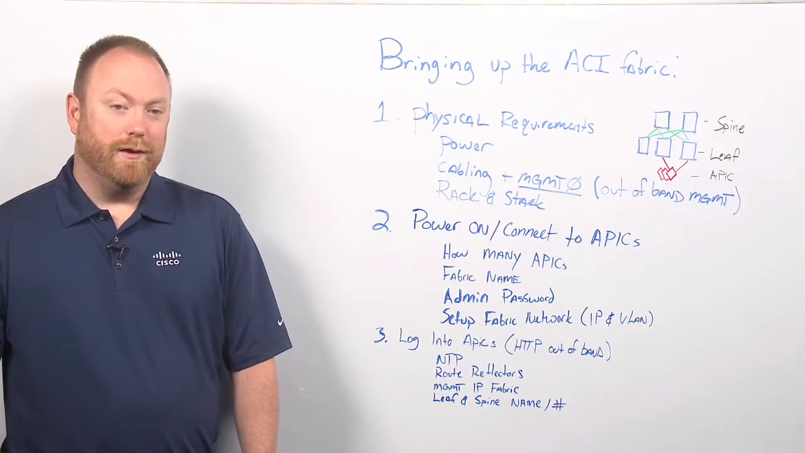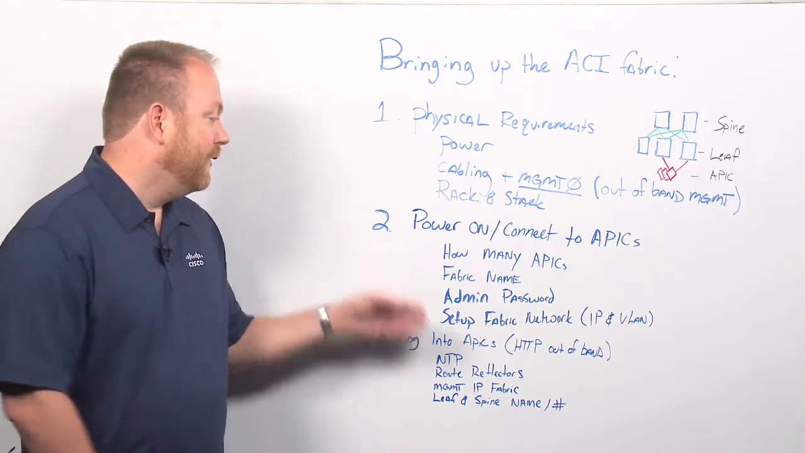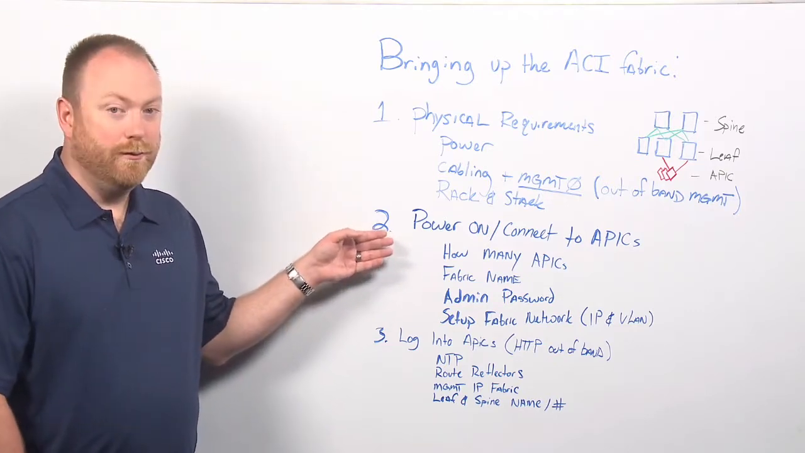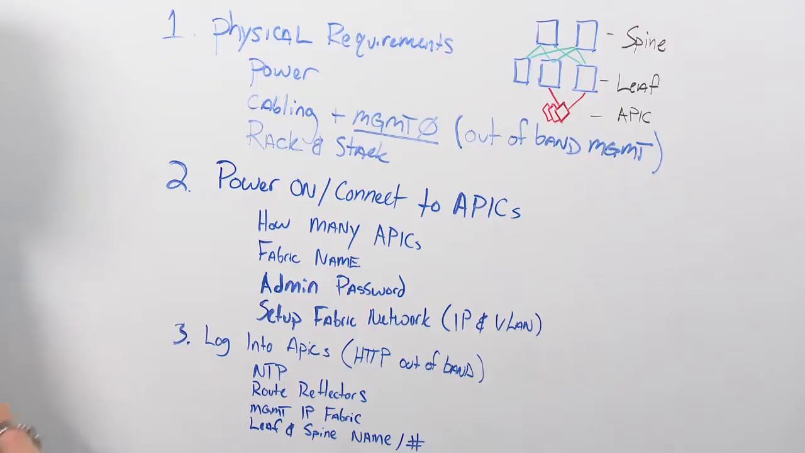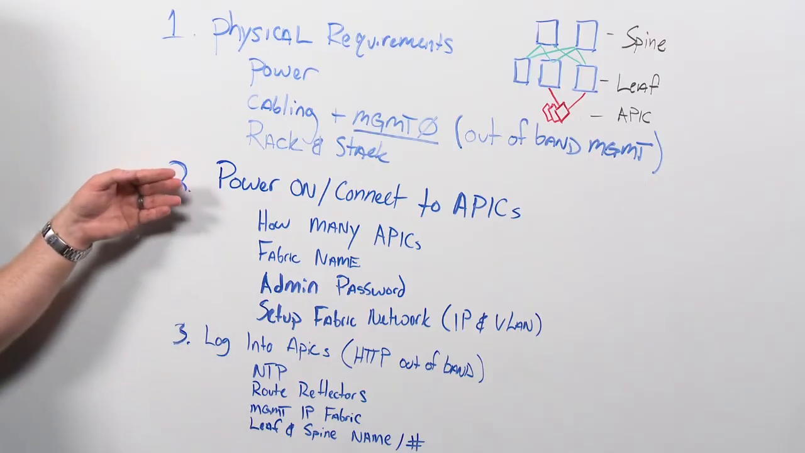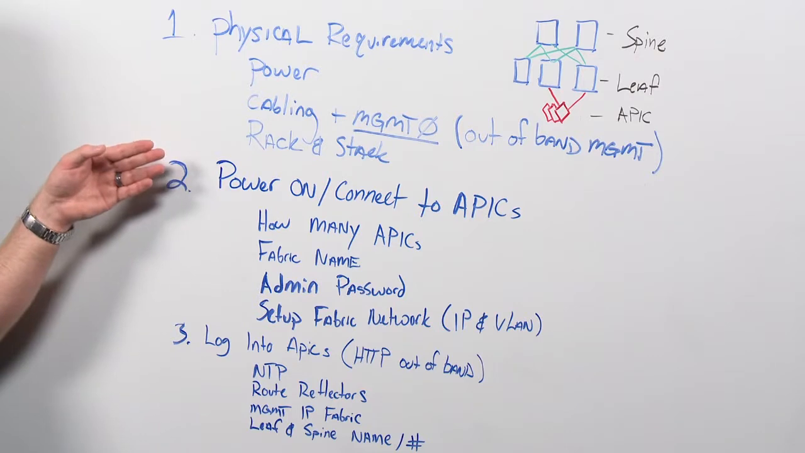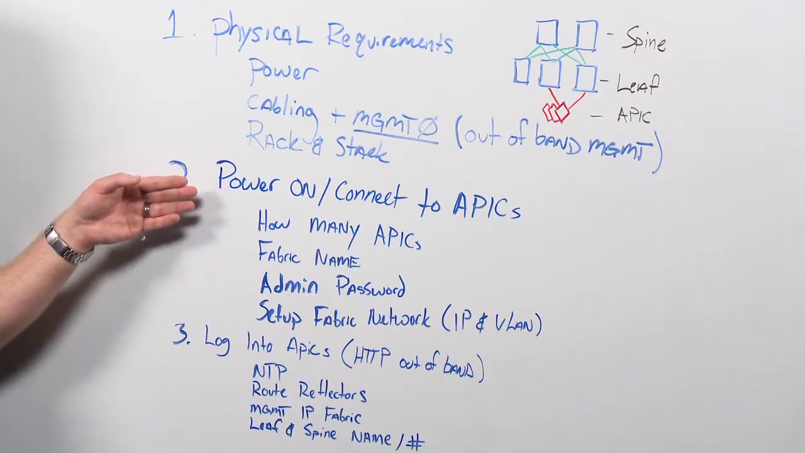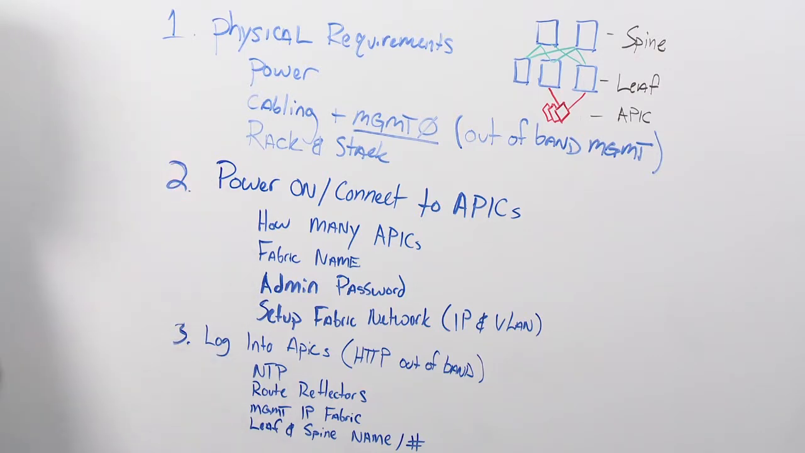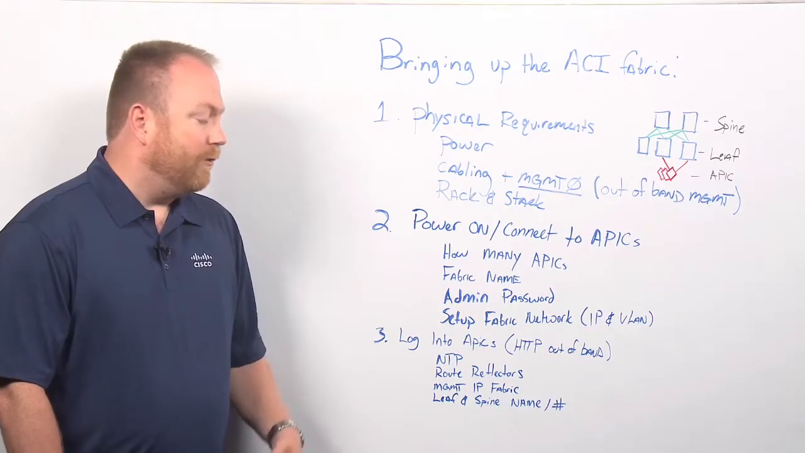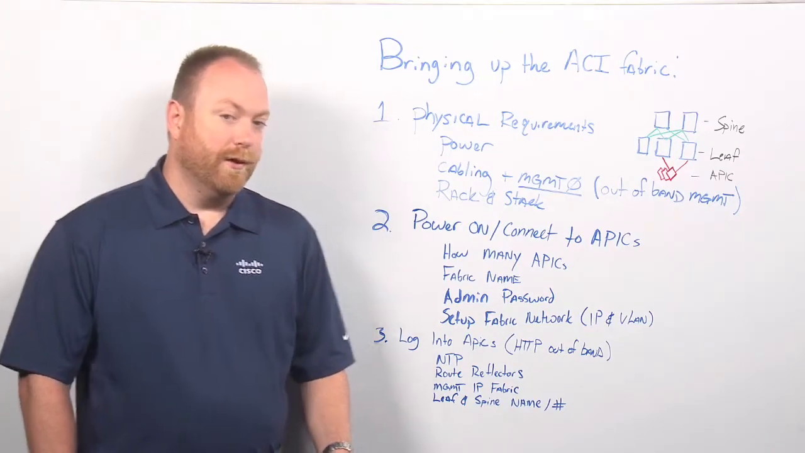After we've mounted everything in the racks, the next step would be to power on and connect to the APIC controllers. The way that we connect to the APIC controllers is that we would actually connect to the video output of the server, as well as the keyboard output of the server, just like I would with any other server. And when I power it on, I'm going to need to know a couple different things.